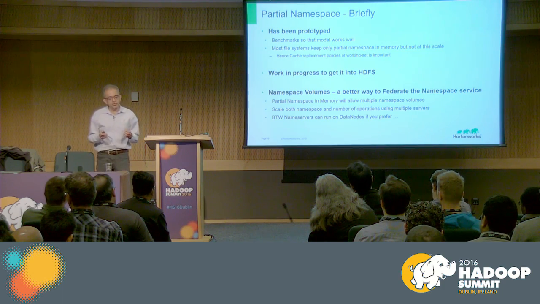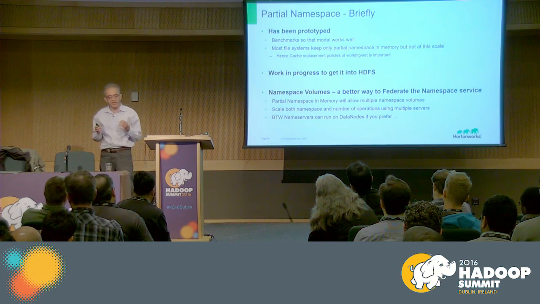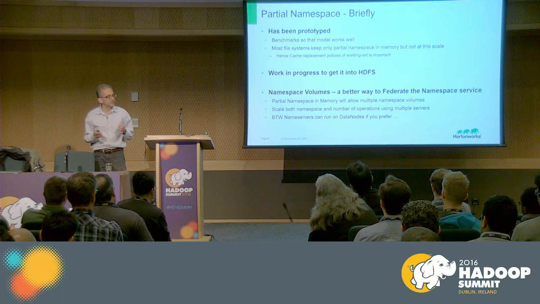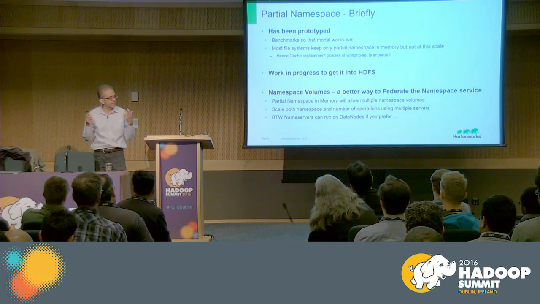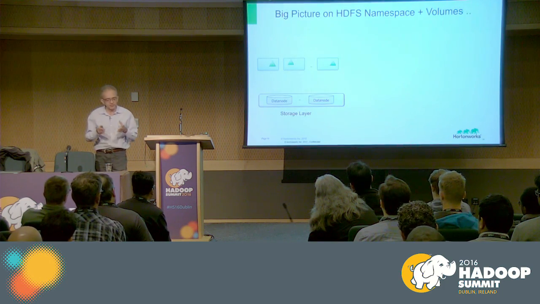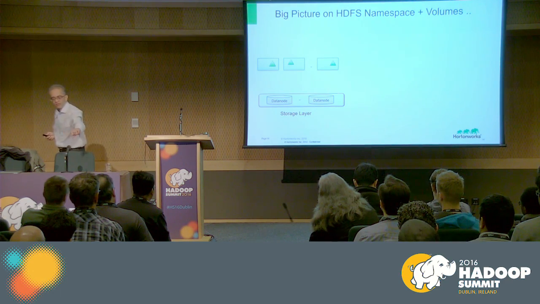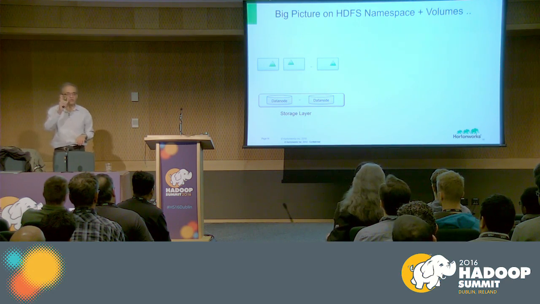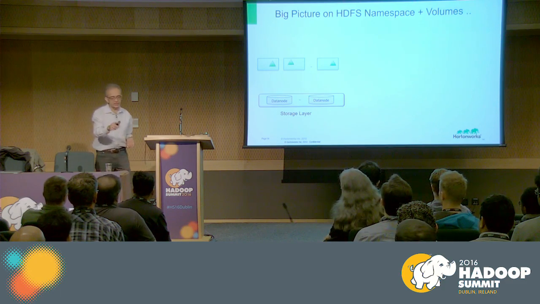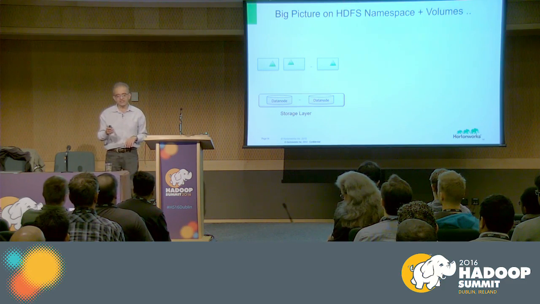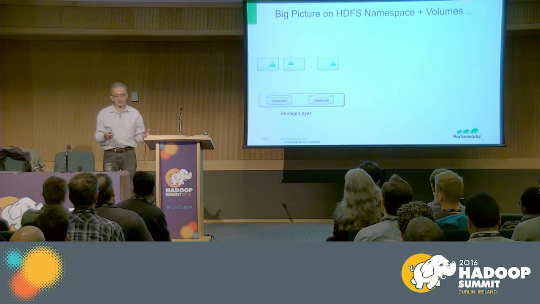The other thing to note is that partial namespace will allow multiple namespace volumes, and therefore that gives you a slightly different model on how you will use and federate and scale your system. So this is the picture today. You have a set of data nodes and a set of name nodes, each with 1 volume. Most of you are only using a single name node with 1 volume, but this is the general model. Okay, so how does that change with partial namespace and multiple volumes?